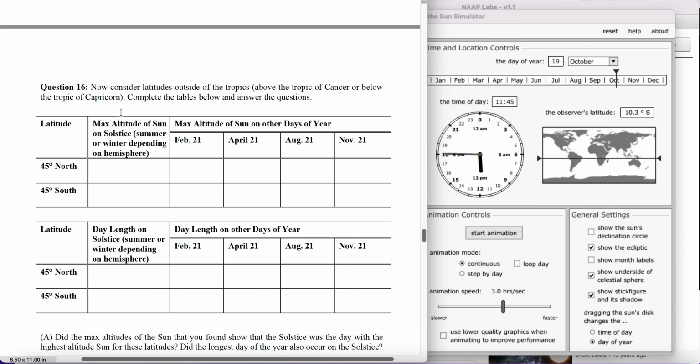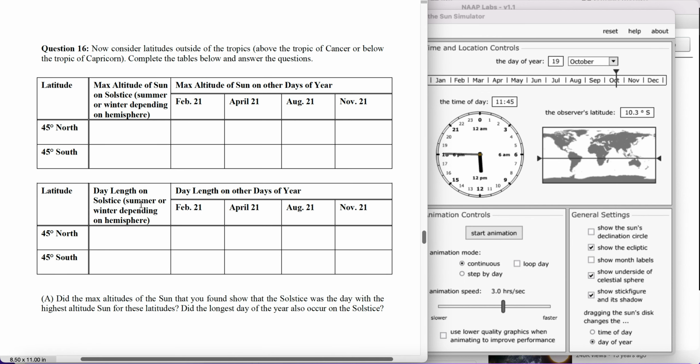Well, let's consider some point, for 45 degrees north, so kind of like Europe, and some 45 degrees south, maybe something like Chile or South Africa or parts of Australia. And what we're going to look at then is the max altitude of the sun on other days of the year. Okay, so we're going to look at it specifically on the solstice, find its max altitude, and then look at just 4 other days of the year that are sort of evenly spread apart.